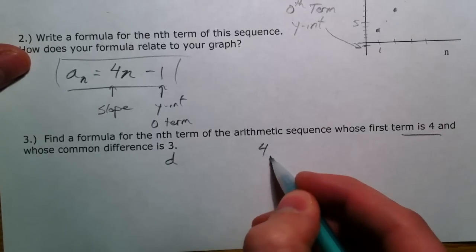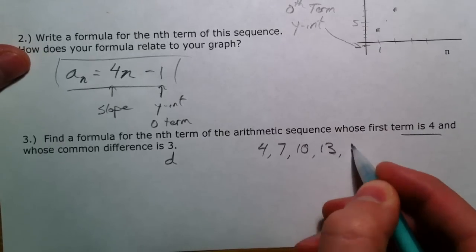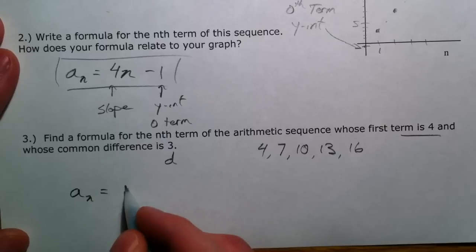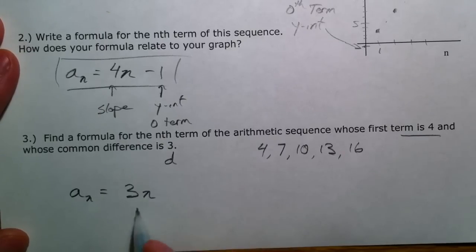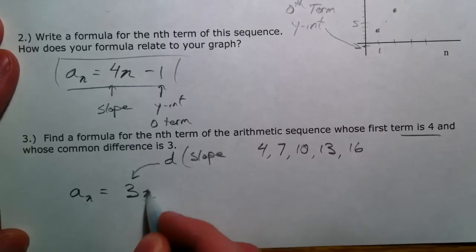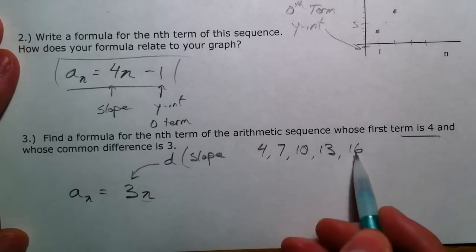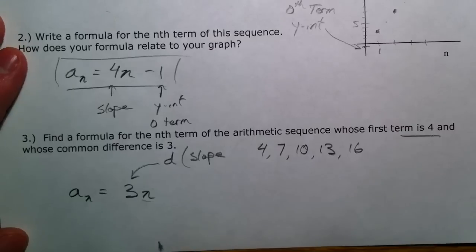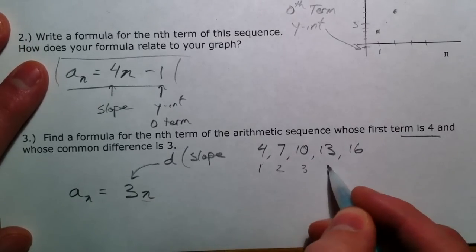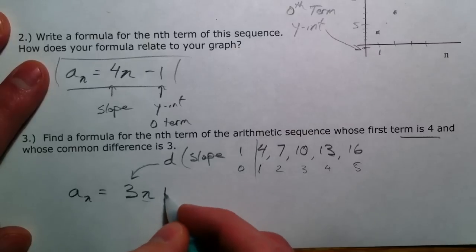So imagine the sequence 4, common difference of 3. So add 3, add 3, add 3, add 3. And so we want, when we plug this in, that we're going to have a 3n, because d is kind of like the slope. Each time we get to the next term, we're going to add another 3. Repeatedly adding 3 is multiplying 3. And then if we continue this pattern backwards, this is the first, second, third, fourth, and fifth term, our 0 term would be 1. And so that's where we're going to start.